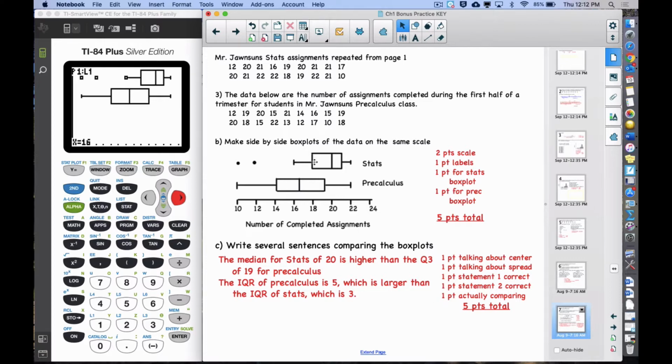If you talked about shape, stats is probably slightly skew left because this tail's bigger than that tail and that side of the box is bigger than that box. Pre-calculus is probably fairly close to symmetric or maybe slightly skew left, but box plots are so hard with shape. Your points are for talking about center somewhere and talking about spread, because at the least you have to talk about those. And in general, if you have two statements, you get 1 point if the first one's correct, 1 point if the second one's correct, and then 1 point for actually comparing, not just stating two facts, but actually comparing that this is larger than this or smaller than that.